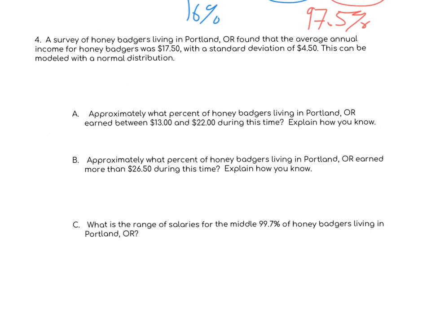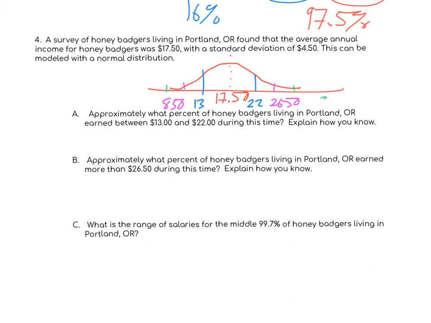All right. Second problem, we got honey badgers living in Portland, Oregon. Here's our mean, which was 1750. And then standard deviation of 450. Going up 1 is going to be 22, down 1 is going to be 13. Going up 2 and down 2 is going to be 2650 and 850. And up 3 and down 3 is going to be 31 and 4.